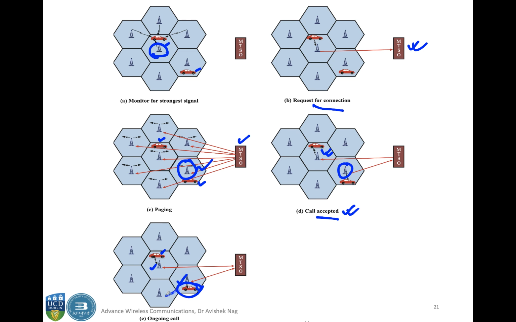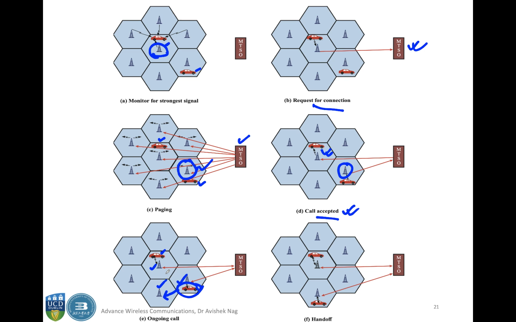changes its position and moves to this cellular region and closer to this base station. Okay, so in that case the call will be handed off from this base station to this base station. So handoff is also a part of the procedure during an ongoing call. So whenever there is a movement of the mobile unit during the ongoing call, there will be a handoff from one base station to another base station.